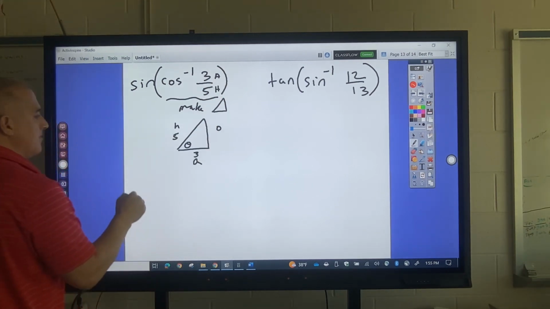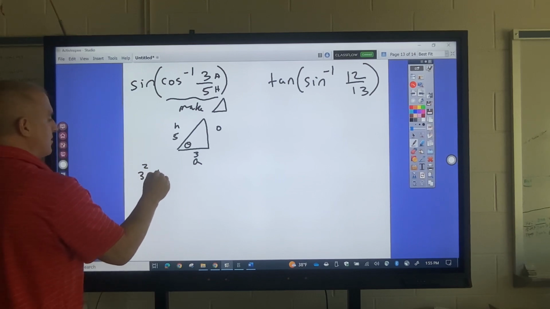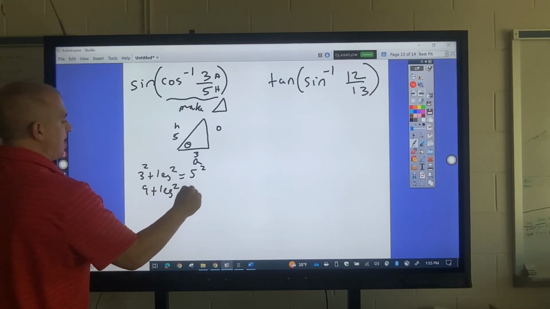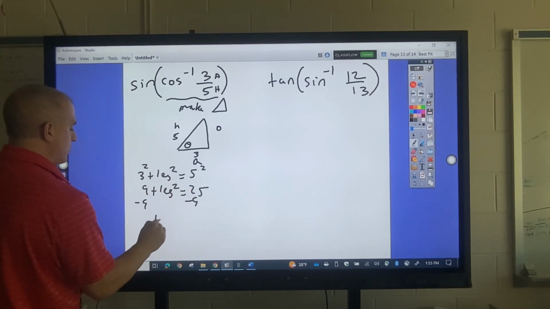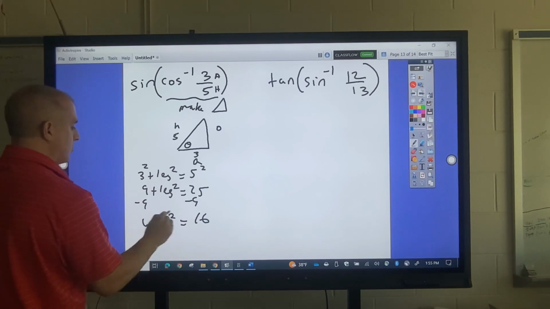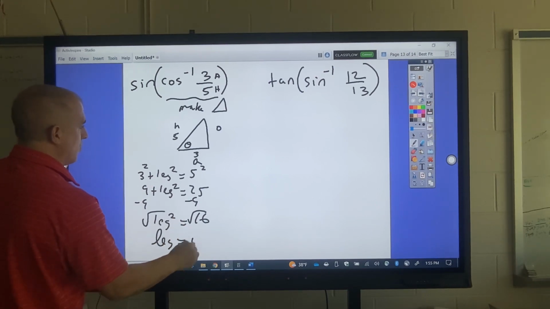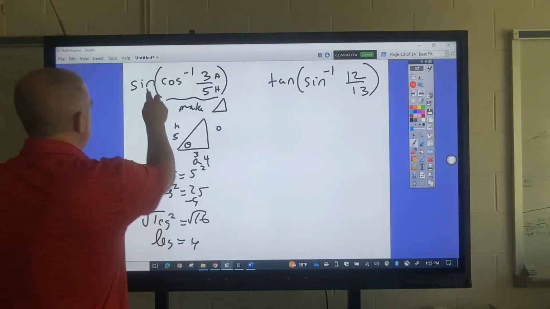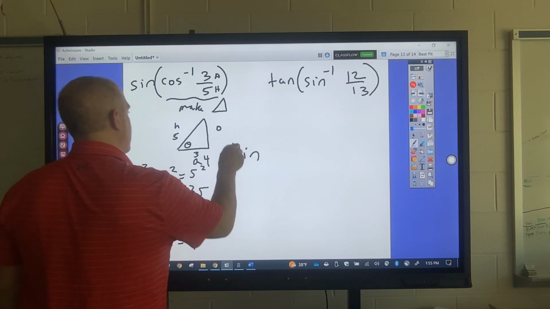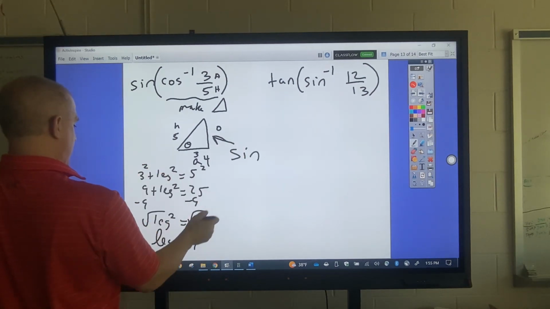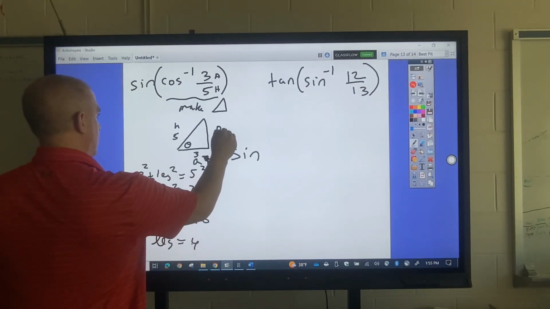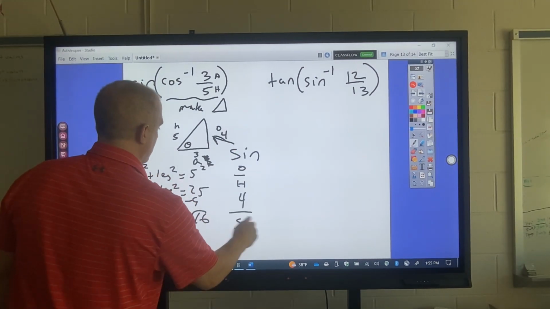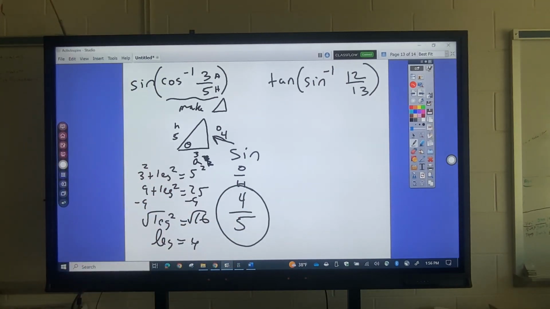Now what I can do is Pythagorean theorem. 3 squared plus leg squared equals 5 squared. That'd be 9 plus leg squared equals 25. Subtract 9, that's leg squared equals 16. Take the square root of 16, I got a leg of 4. So now this is very easy. Now I just want to find the sine of this triangle. The sine would be O over H, which would be 4/5. So that looks complicated, but it really doesn't.